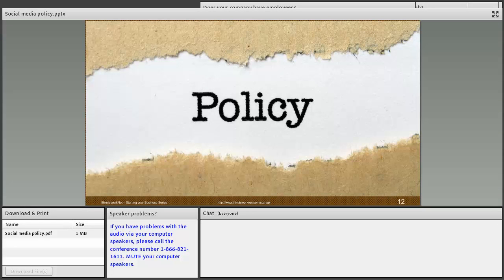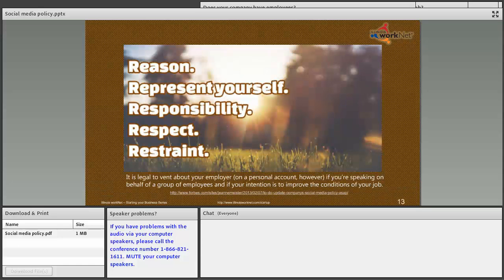Policy just sounds so policey, but it is put in place to protect your company, protect your brand, your image, and quite possibly your employees from doing something that could result in a termination. So here's the big question. Can you fire an employee for complaining about the job on social media? That's the big question. And the answer is it depends. So let's take a look here at our next slide.